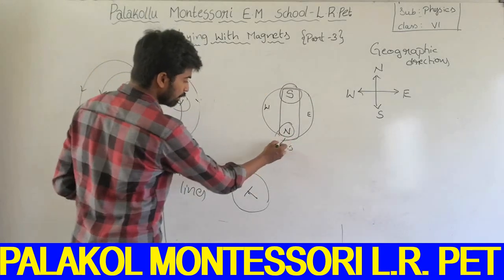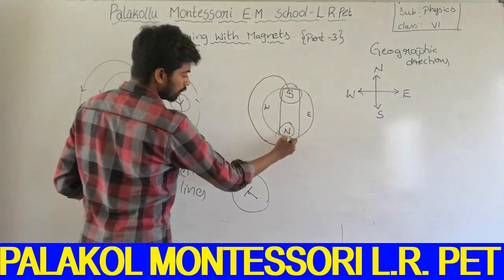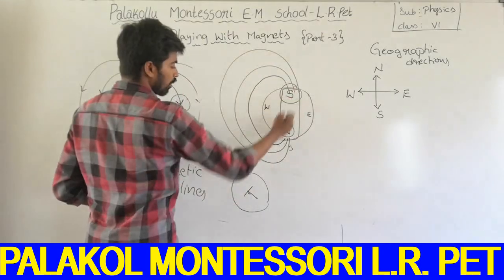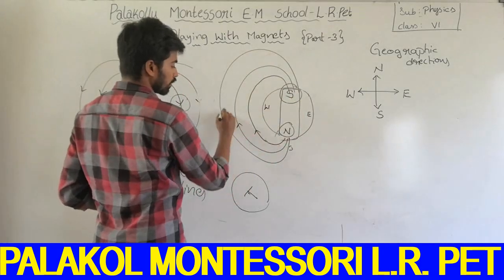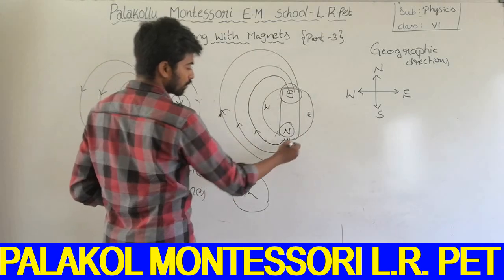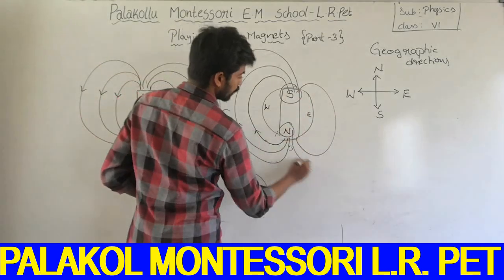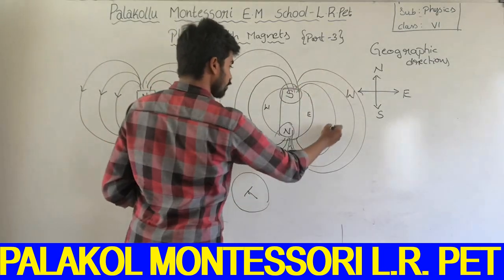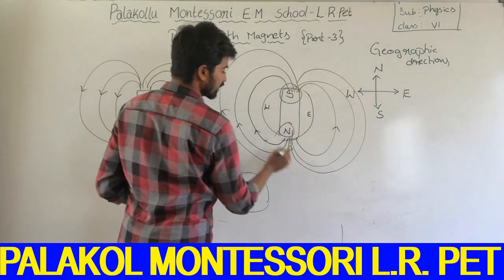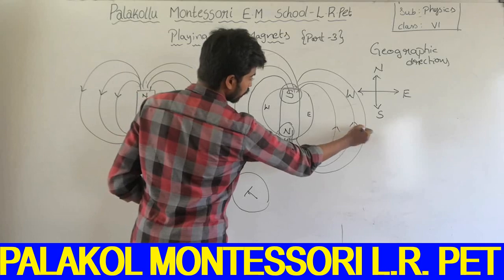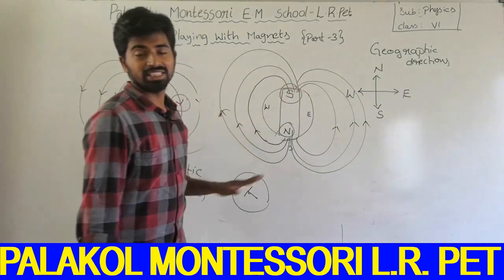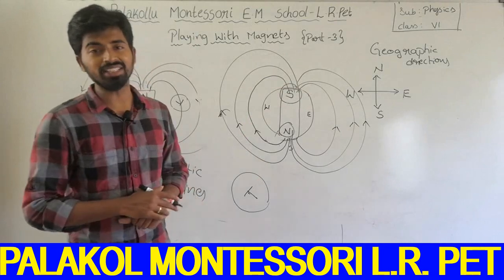So magnetic lines start from north pole and go to south pole. The direction of the magnetic lines is from north pole to south pole. Whenever you are drawing the magnetic lines, you definitely have to represent the direction with arrows. So the Earth is surrounded by the magnetic lines.